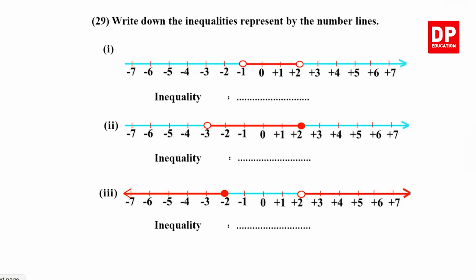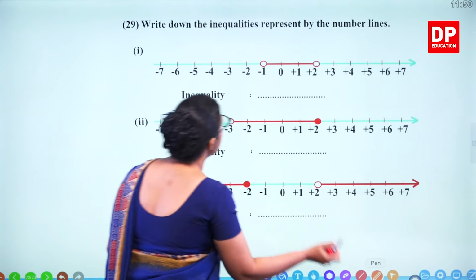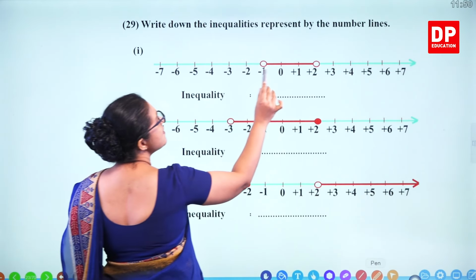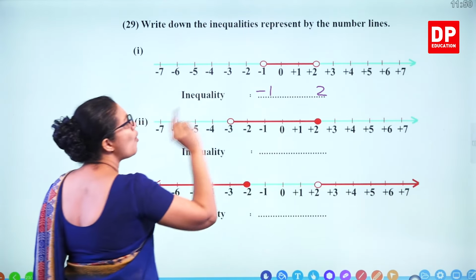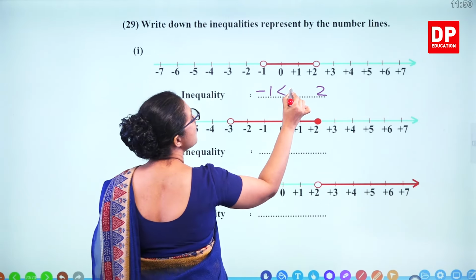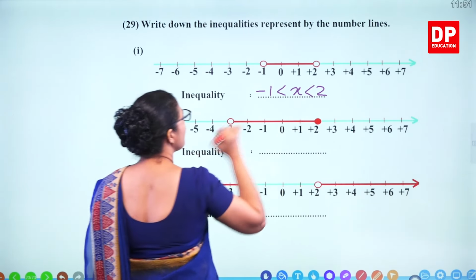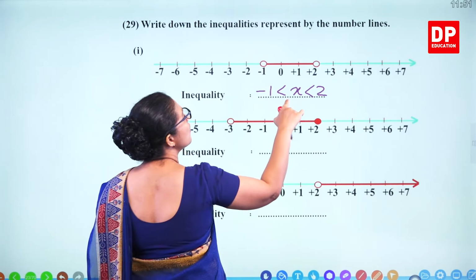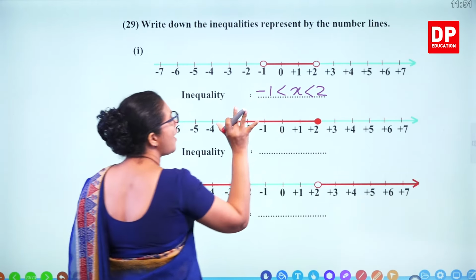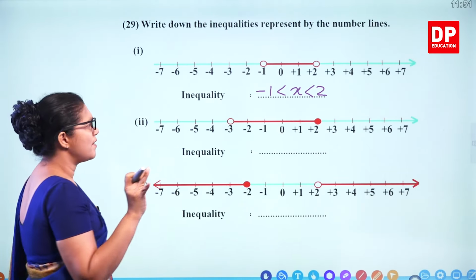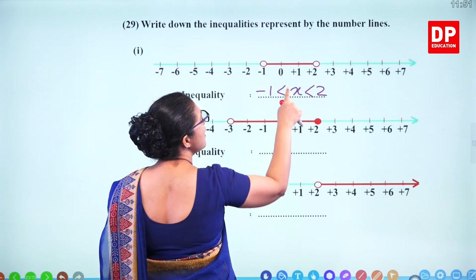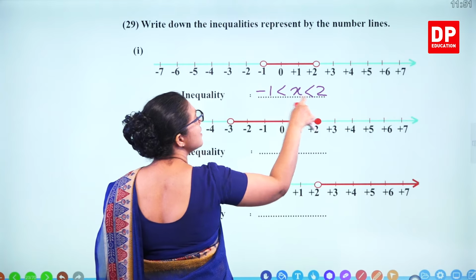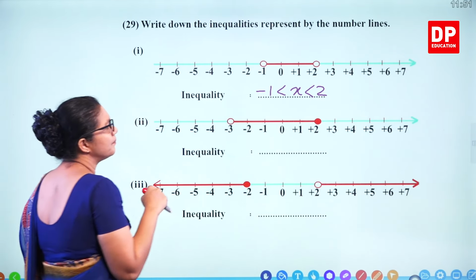Write down the inequalities represented by the number line. Now we'll look at the already given number line. This is in between minus 1 and 2. Both are open circles, so you can't write the equal sign. Here, when you are writing an inequality, make sure that you write the lesser number here and the bigger number there, and you always get this inequality sign.